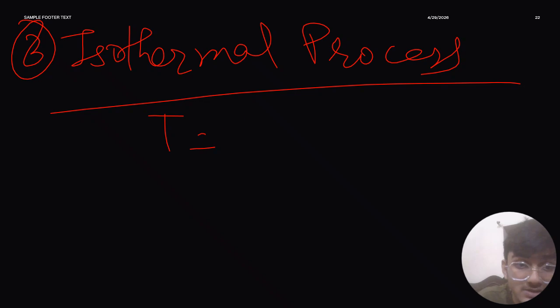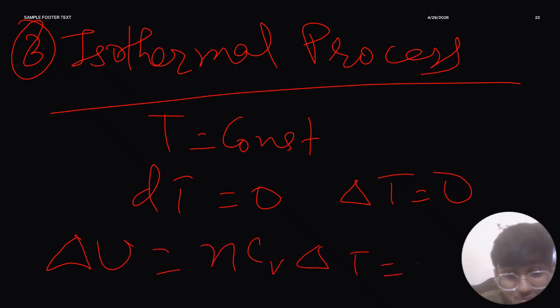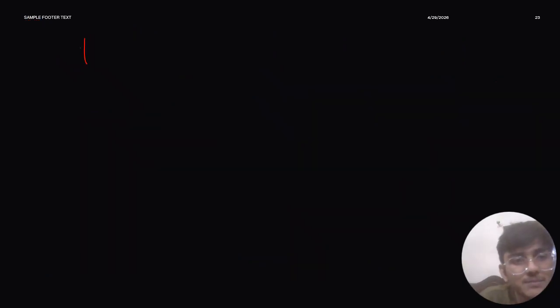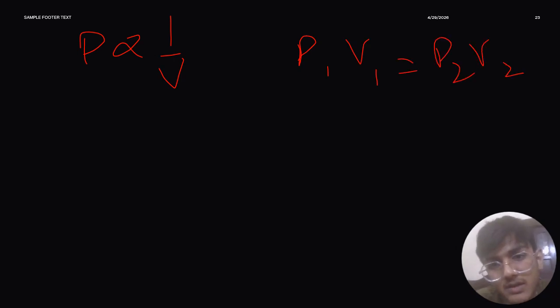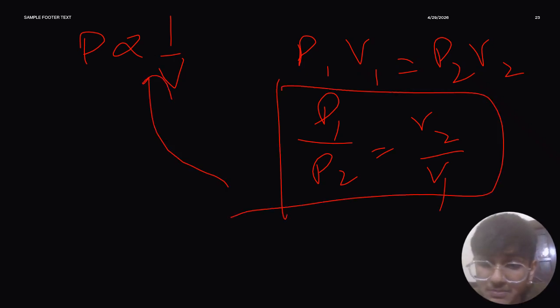For the isothermal process, temperature is constant, dT is 0, delta T is 0, and you remember delta U is equal to nCv delta T, so it will also be 0. Now, for constant temperature, PV is equal to constant, which means pressure is inversely proportional to volume. We can write P1 V1 is equal to P2 V2, where P1 V1 represent initial pressure and volume, and P2 V2 the final pressure and volume. So we can write P1 by P2 is equal to V2 by V1. So simple it is. Now, work done.